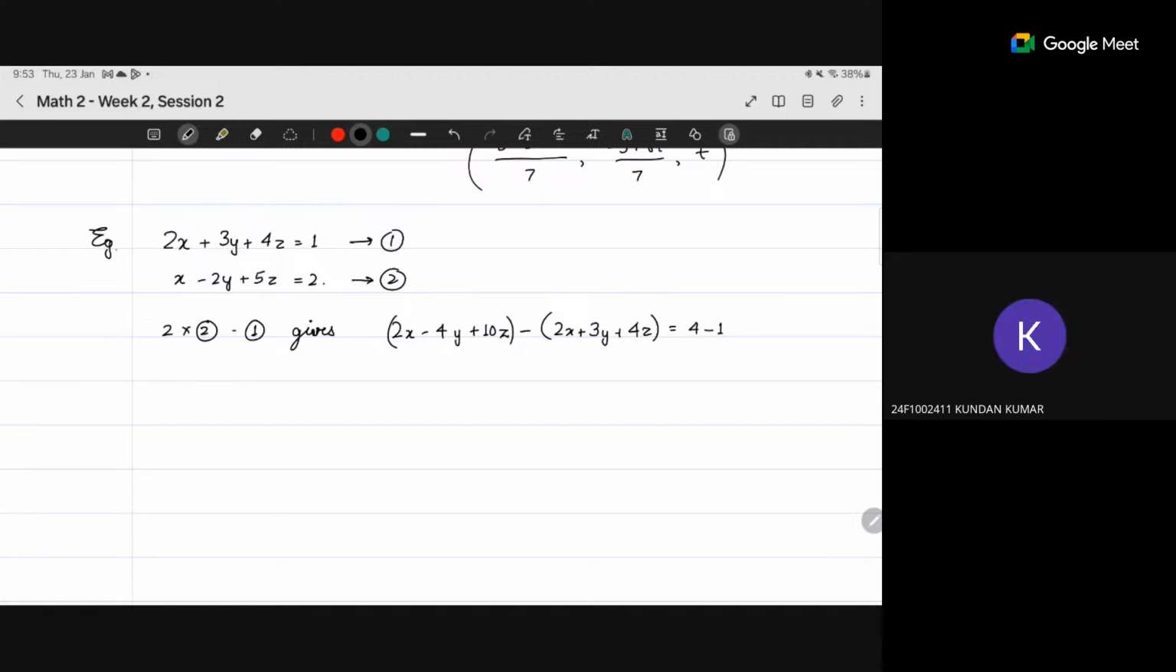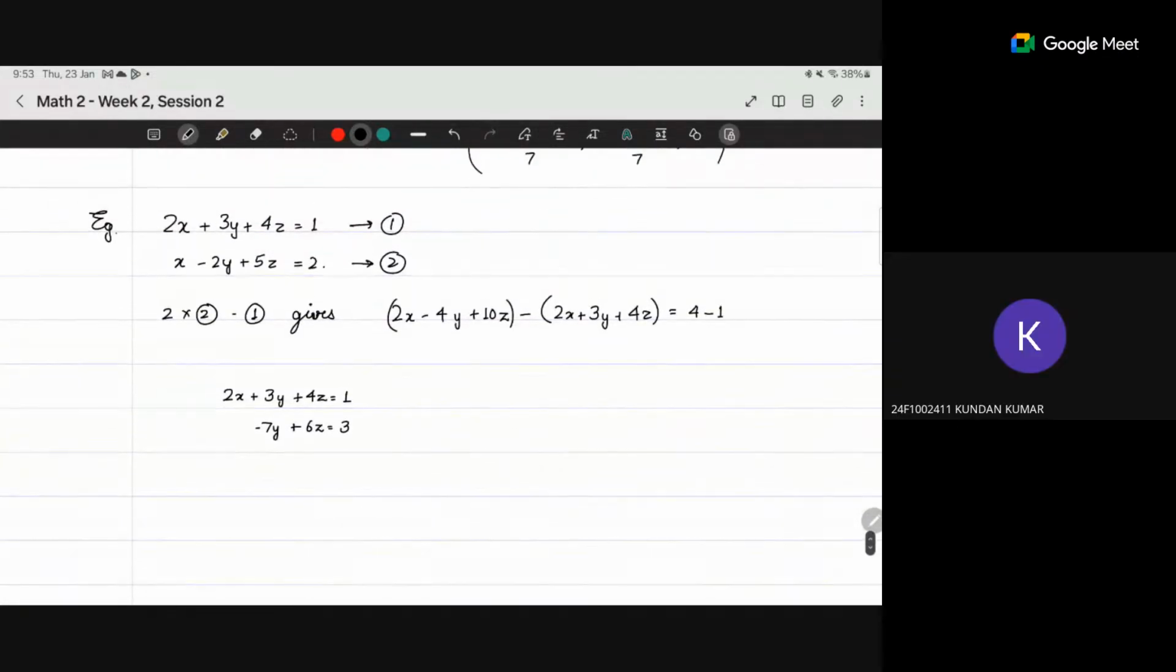So what is the new set of equations? This equation is already there: 2x plus 3y plus 4z is equal to 1. And here you will have minus 4y minus 3y, which is minus 7y, and 10z minus 4z, which is 6z, is equal to 3. Correct?